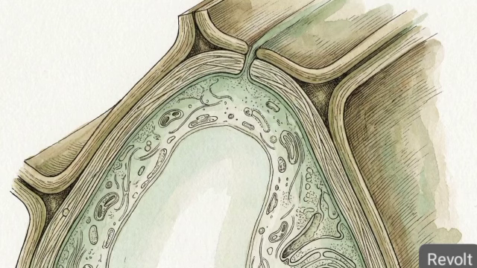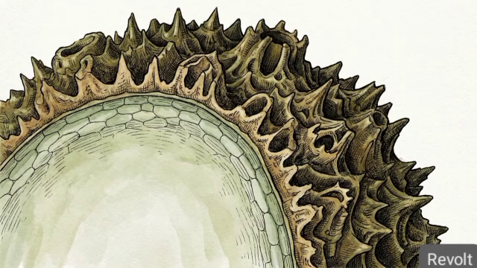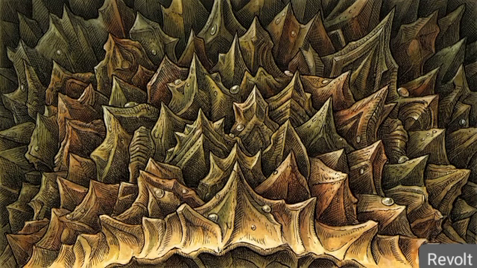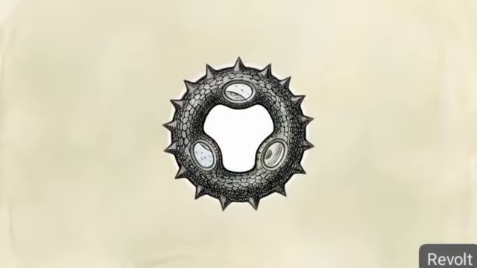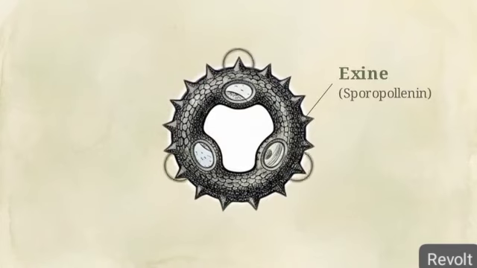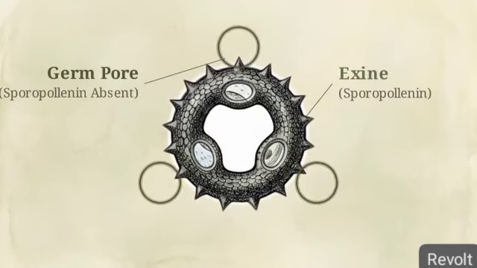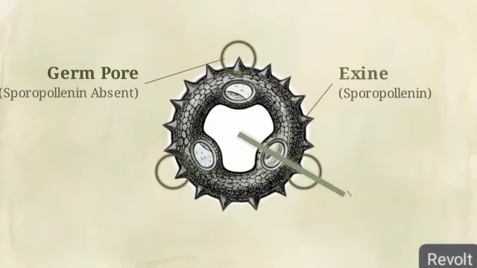To protect this payload, the plant constructs an inner wall called the intine, built from standard cellulose and pectin. Outside of that, it secretes an external shell known as the exine, formed from a complex polymer called sporopollenin. Sporopollenin provides absolute resistance to known biological enzymes, extreme temperatures, strong acids, and alkalis. But an impenetrable shell would trap the gametes permanently. So the exine features intentional gaps, known as germ pores, where sporopollenin is absent to allow future pollen tube growth.